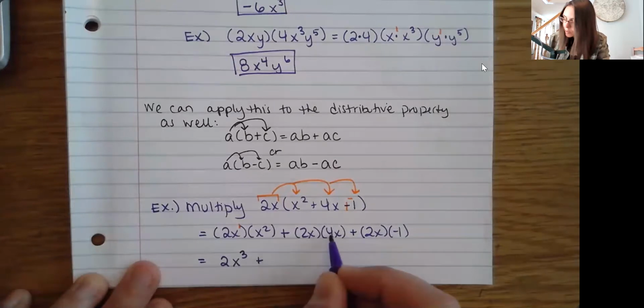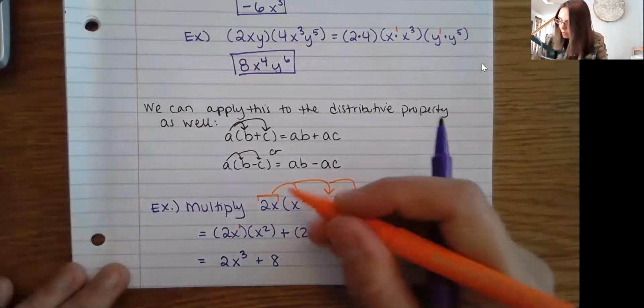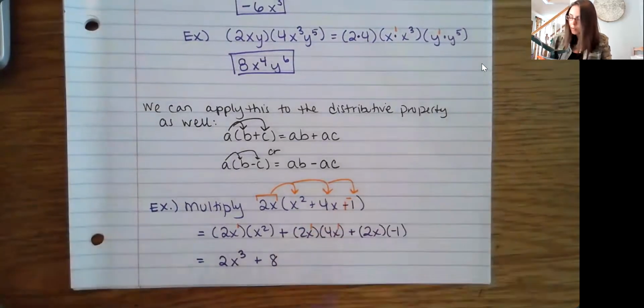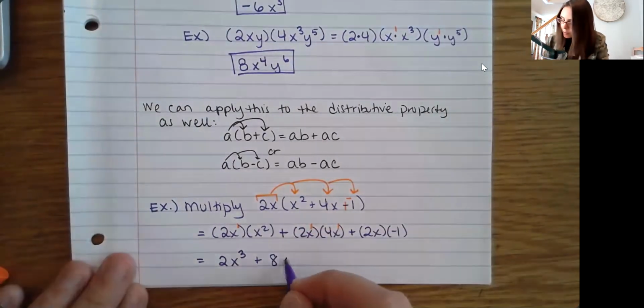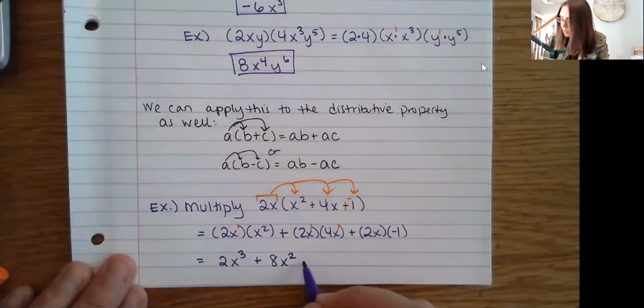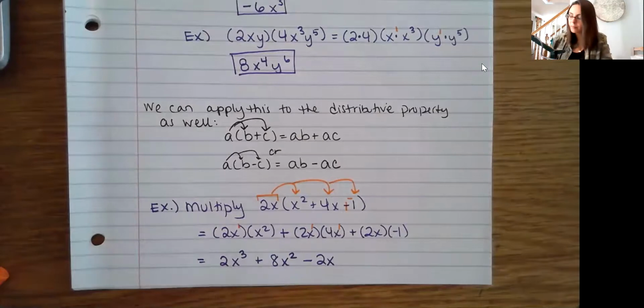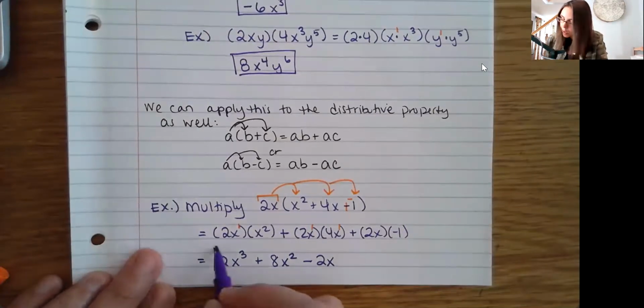Here, 4 times 2 is 8. And then again, each of these x's have a 1 on them, and we add them together. So 1 plus 1 is 2, so I have x squared. And then for this last group, negative 1 times 2 is negative 2 or minus 2, and then I just have the x. Now give it a quick check. These are all unlike terms, so I cannot add or subtract them. So we're going to have to stop.